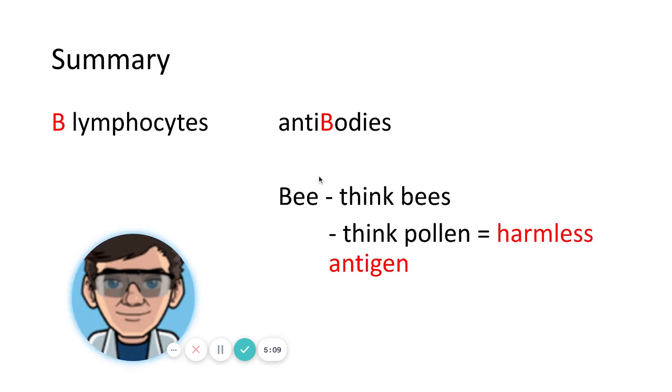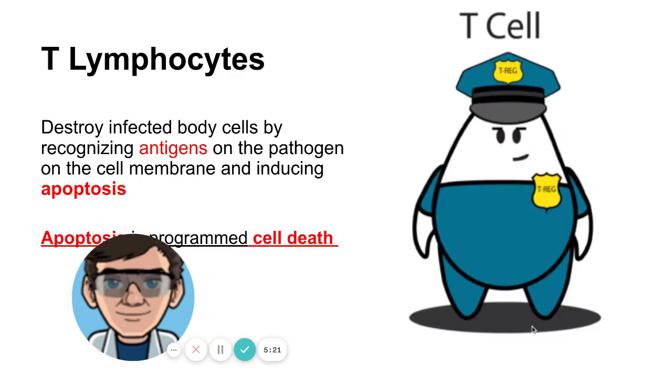Think about the B in antibody. So B lymphocytes create antibodies. If you think about bees, you'll think about pollen, and that's an example of an allergic reaction. But the key term is it's when B lymphocytes respond against harmless antigens.